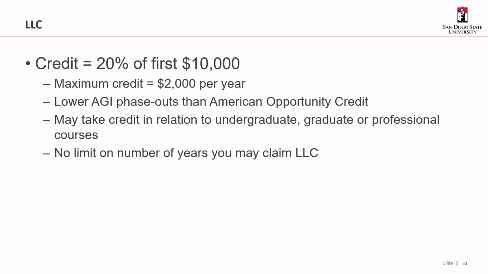The lifetime learning credit is 20% of the first $10,000, which means the maximum credit is $2,000 a year. It has a much lower AGI phase out than does the American Opportunities Credit. And you may take the credit in relation to undergraduate, graduate, or professional courses. And there's no limit to the number of years you may claim a lifetime learning credit.